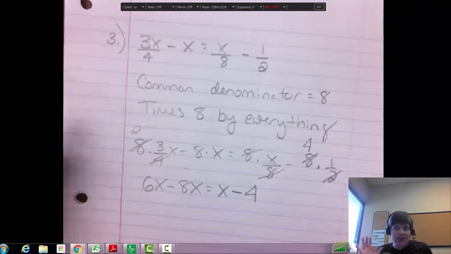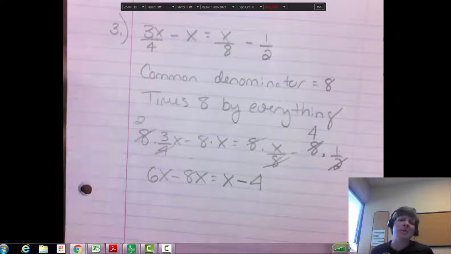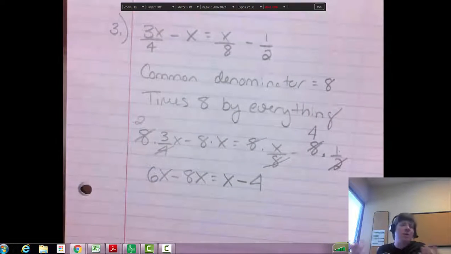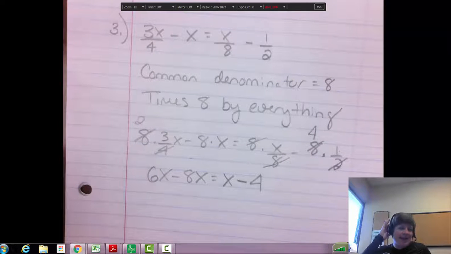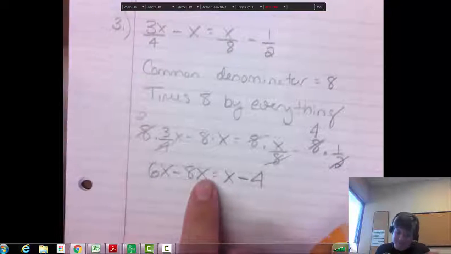Okay, cool thing to do with fractions. And it only works with equations. You can't just multiply a random fraction problem by 8 and get rid of them. So unfortunately, it only works when you have an equal sign.